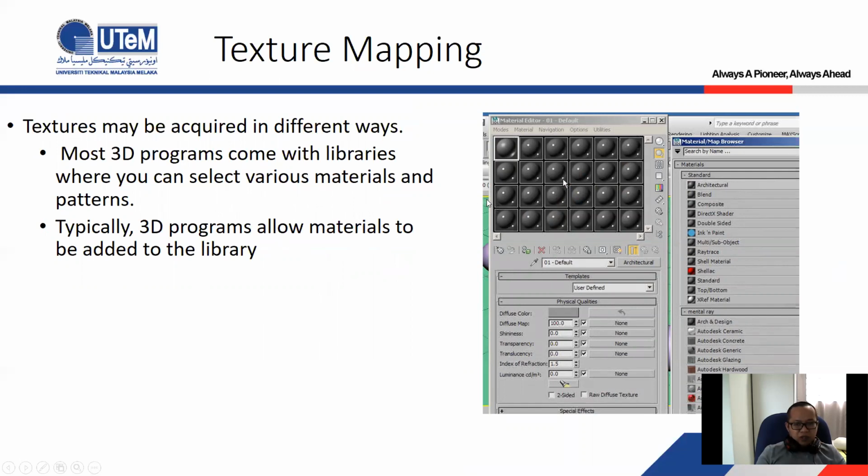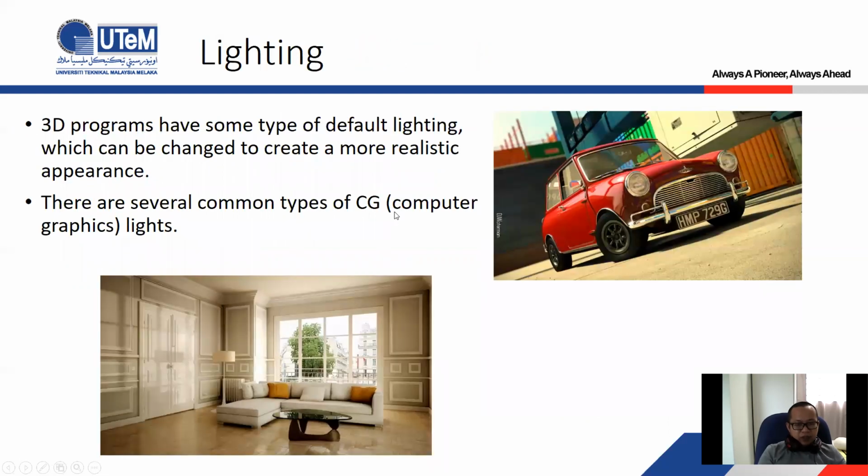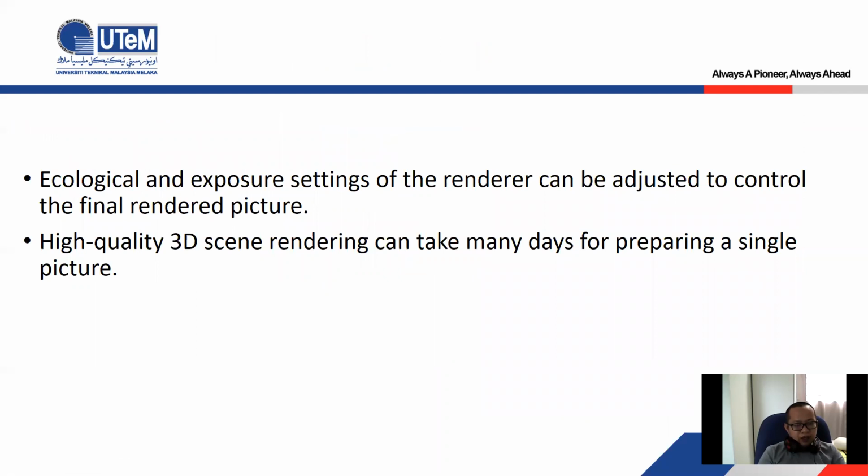Texture mapping, you can see, I already explained to you. We can change or select a different material before we do rendering. This is lighting. Lighting is also important when we want to create a rendering. The ecological and posture settings of the rendering can be adjusted to control the final rendering feature.